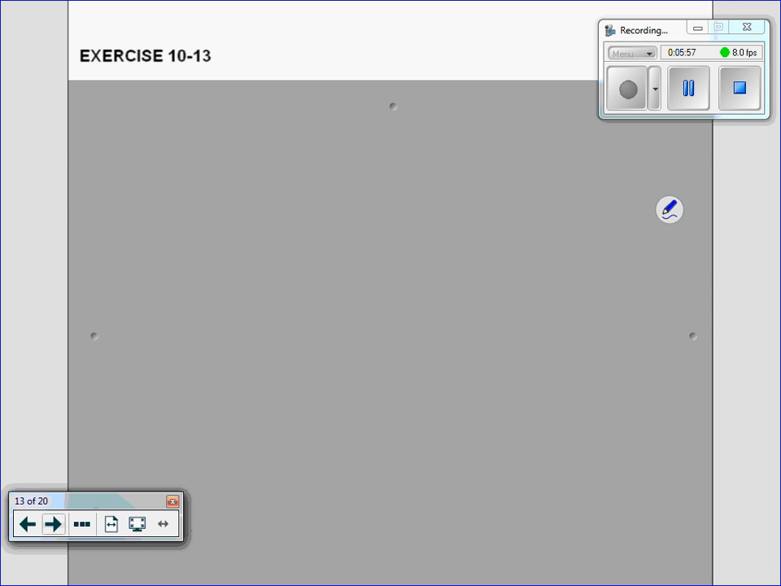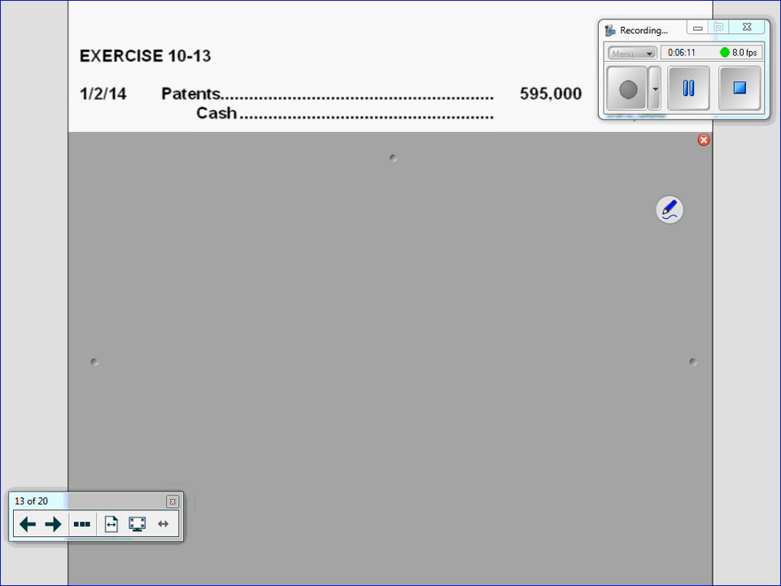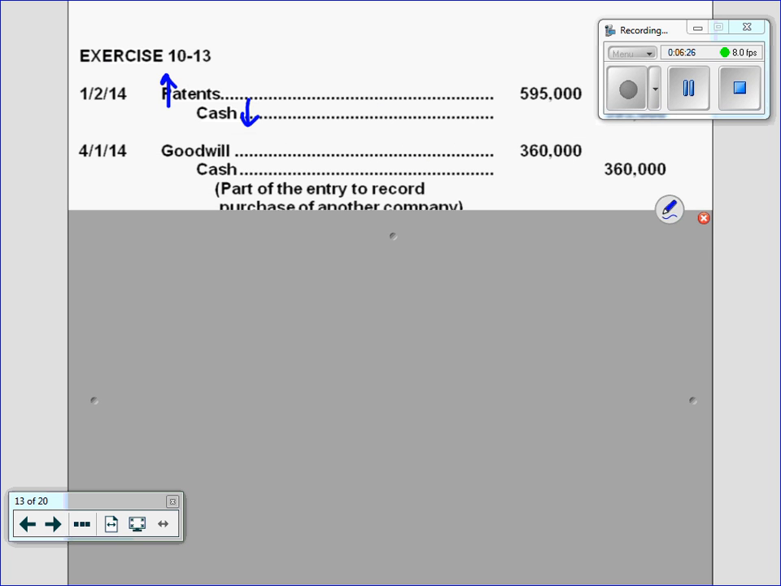Okay. The 1013. Gill Company, organized in 2014, has the following transactions related to intangible assets, and it looks like there are 4 of them. We purchased a patent. You see patent go up, cash go down. Remember, patent is an intangible asset, but you've got to use an asset to gain another one. Goodwill was purchased. You'll see goodwill go up and cash go down. Part of the entry to record purchase of another company.